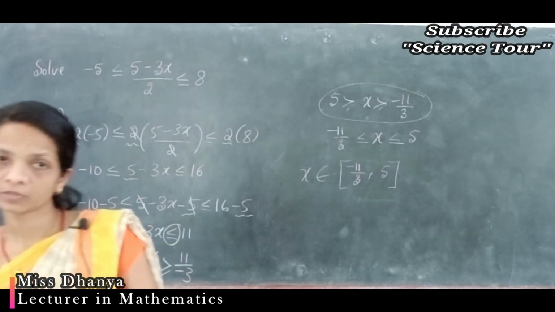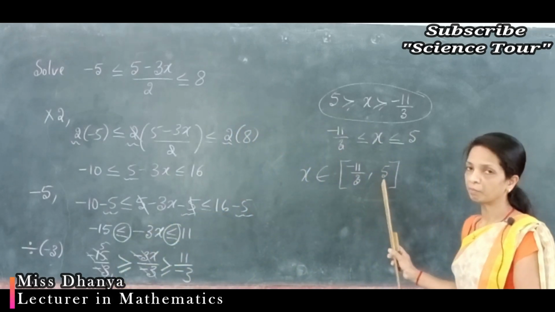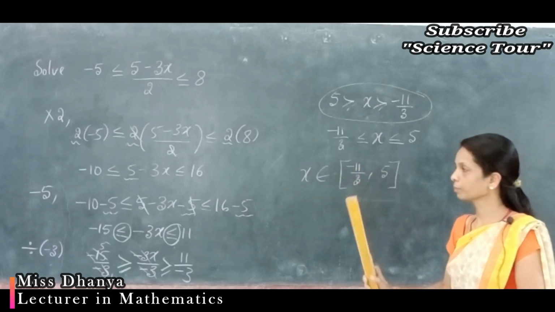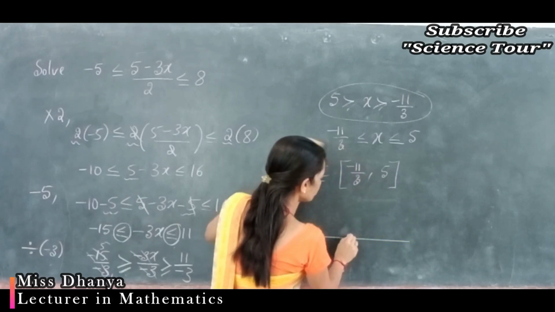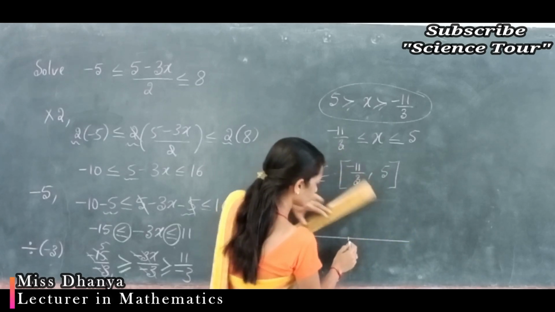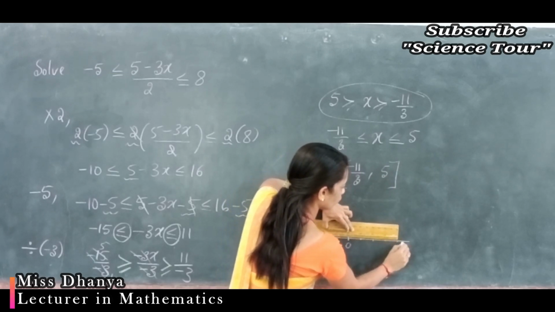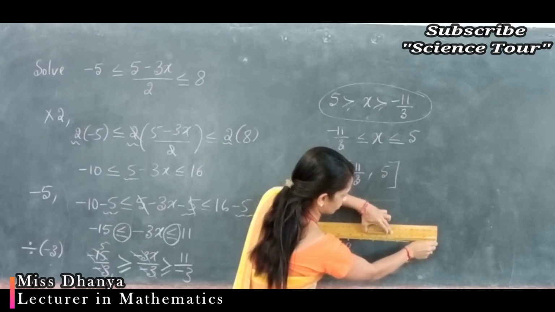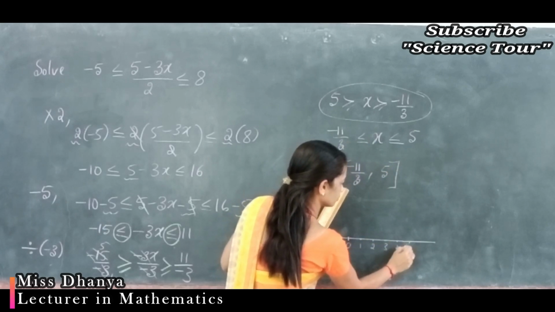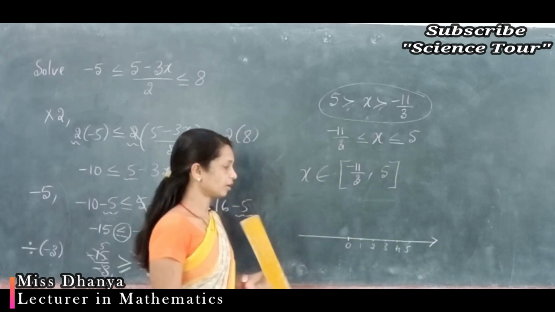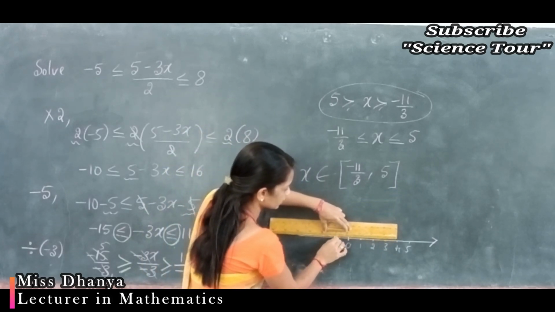Suppose you are asked to represent the solution of that inequality on the number line. Then you have to draw a number line. In the middle of the number line you write 0, and on the right side positive numbers up to 5 we need: 1, 2, 3, 4, 5, and like that it continues up to plus infinity.